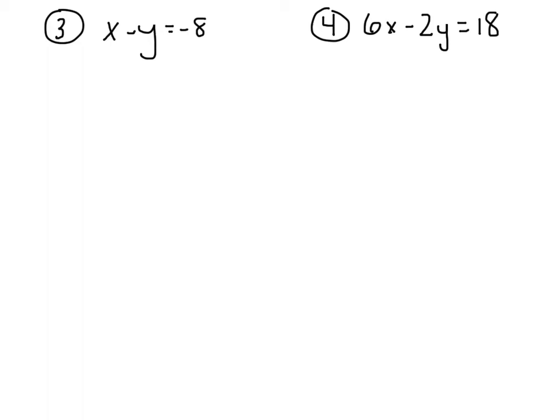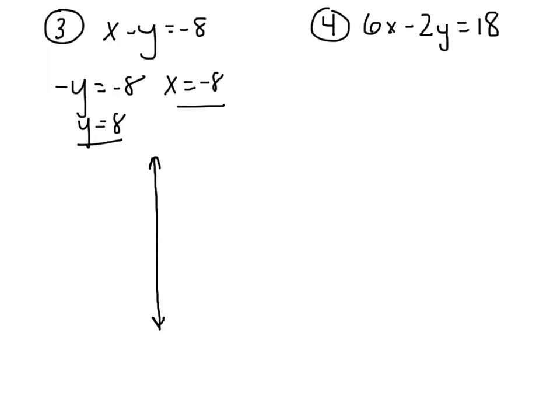Numbers 3 and 4. If you solve these, plug in 0 for x. If you plug in 0 for x, that's going to give you negative y equals negative 8. Y equals 8. So your y-intercept is 8. To find x, you plug in 0 for y. X equals negative 8. You're done. So you have 8 and negative 8. So your x-axis, it crosses at what? There's your x-intercept, so it crosses at negative 8.